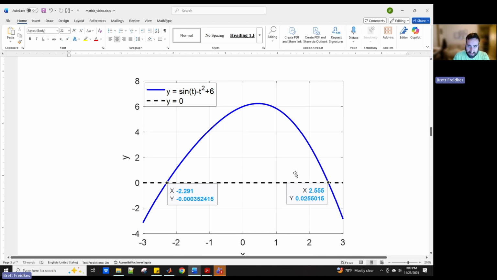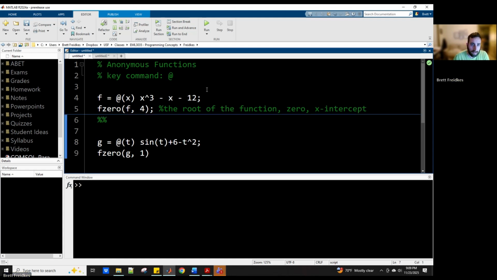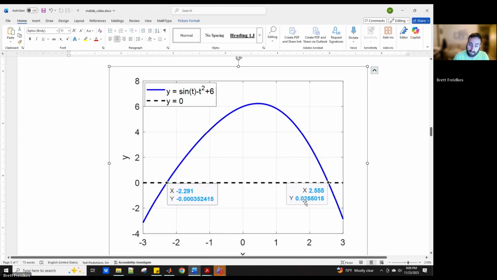So let's first choose an initial guess around 1 over here. And let's see where that brings us. So if I do fzero with an initial guess of 1, if I run this, we can see we get the 2.5593. 2.55, that's roughly where I got with my cursor. Again, this is just from me clicking and moving it around. That's not an exact estimate. The answer in MATLAB is correct.